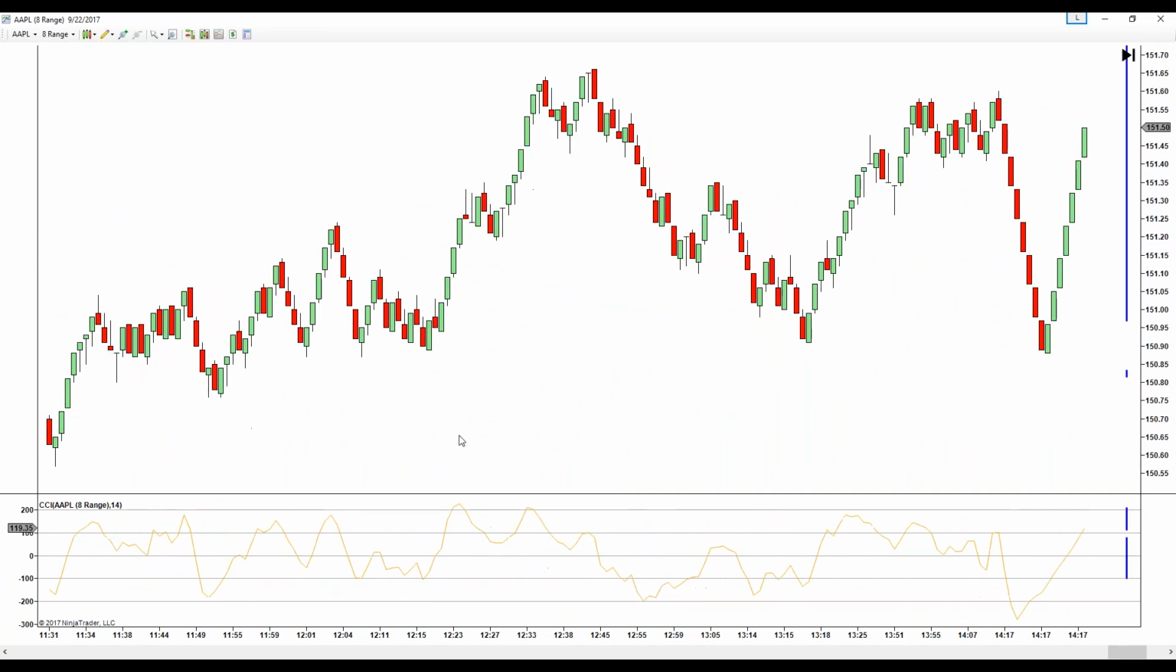We can also look at this signal right here. Here's a cross to the downside. Short trade. Price rises for a considerable period of time. This is an 8-range chart. You need a 25-tick stop to get this market to turn. It's not going to happen. Look at this signal right here.